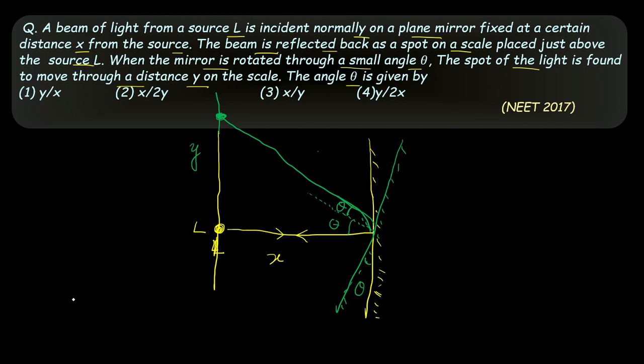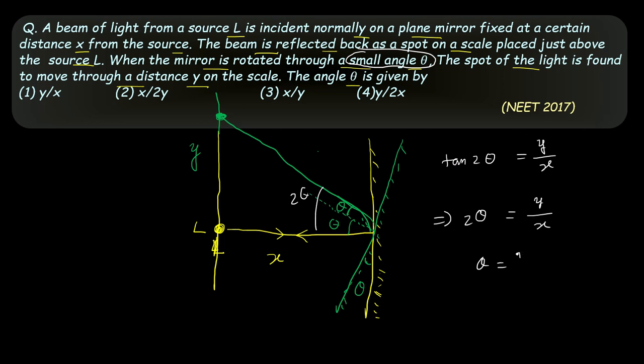Now the question is, what is the value of theta? And the given condition is that the angle theta is very small. So if I write down tan of 2 theta, why 2 theta? This angle is 2 theta. It will be equal to perpendicular by base. So for small angle, tan theta equals theta. So 2 theta will be equal to y by x. Theta will be equal to y divided by 2x. So option 4 is the answer. Let's move on.